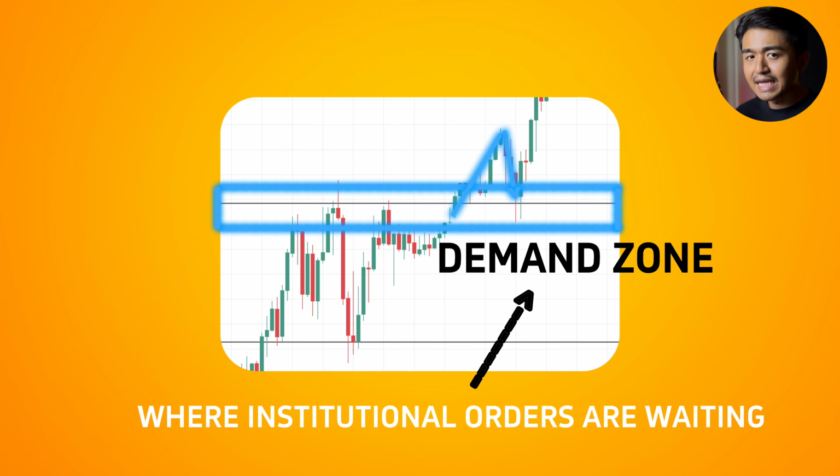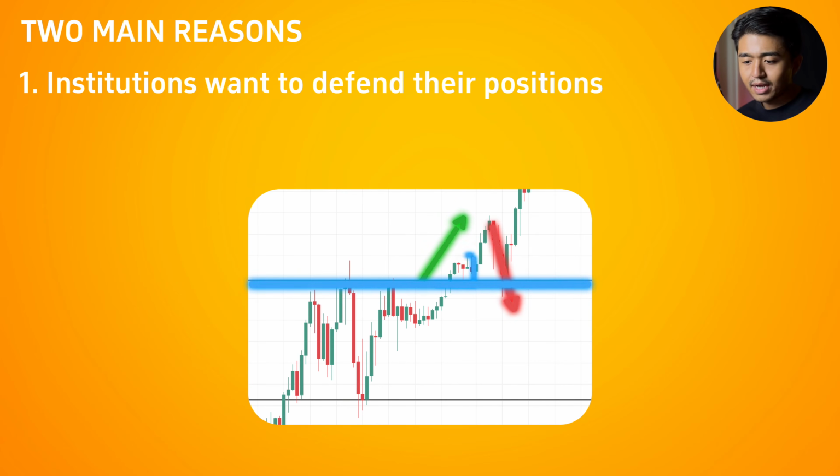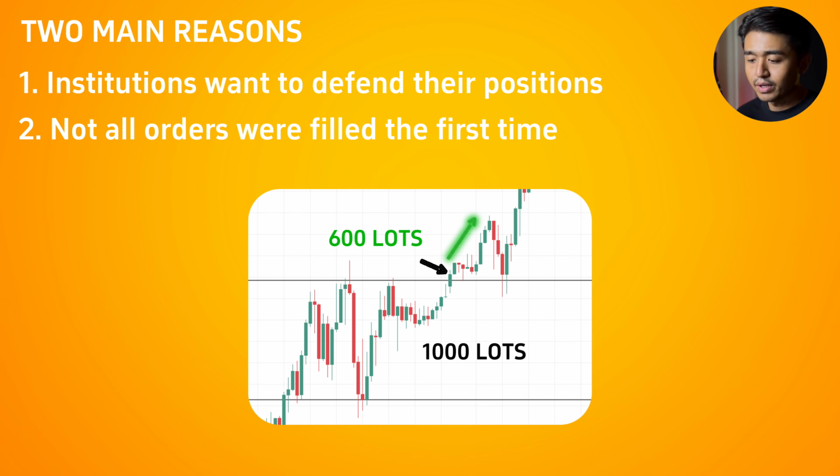Why does price return to these zones? 2 main reasons. Number 1, institutions want to defend their positions. If they went long earlier, they don't want price to drop below their entry, so they will buy again when price comes back. Number 2, not all orders were filled the first time. Imagine a bank wanted to buy 1,000 lots, but only 600 lots were filled before price ran away. When price returns, they will use the chance to fill the remaining 400 lots at the same cheap price. This is why zones often act like magnets and why the strategy works.